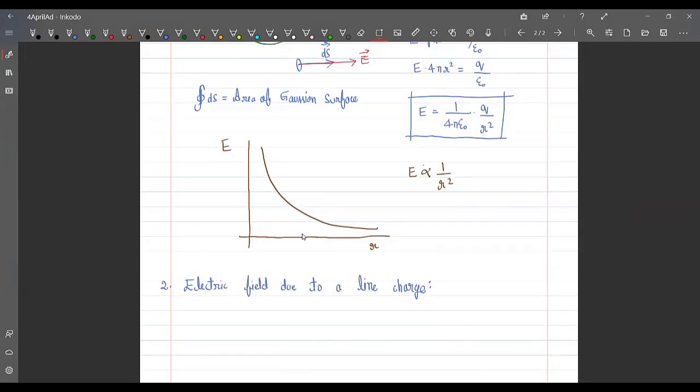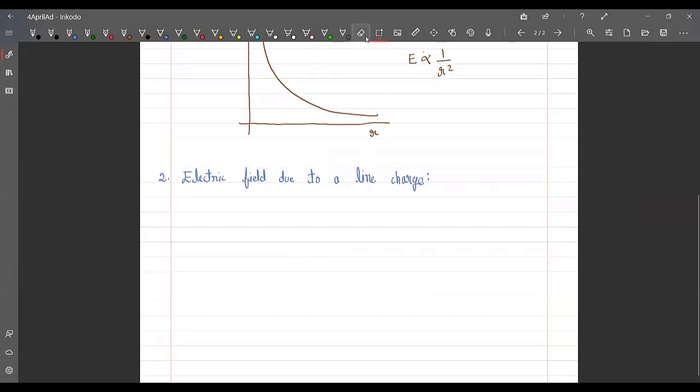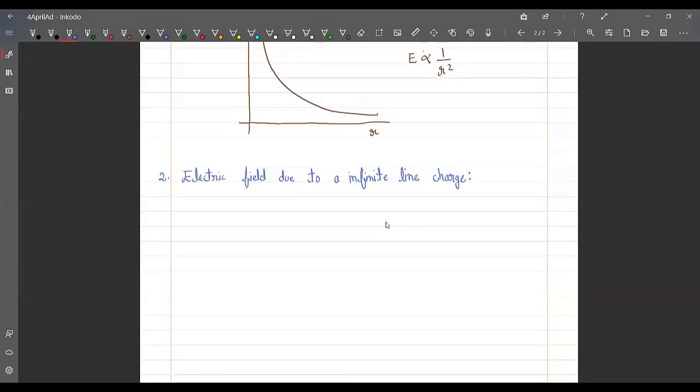Now, next we are going to find electric field due to a line charge, and due to an infinite line charge. We call it infinite, but a very long wire would also do. So it is drawn like this. This wire is very long, and it has positive charge distributed over it. Because the charge distribution is linear, we'll call this a linear charge distribution.